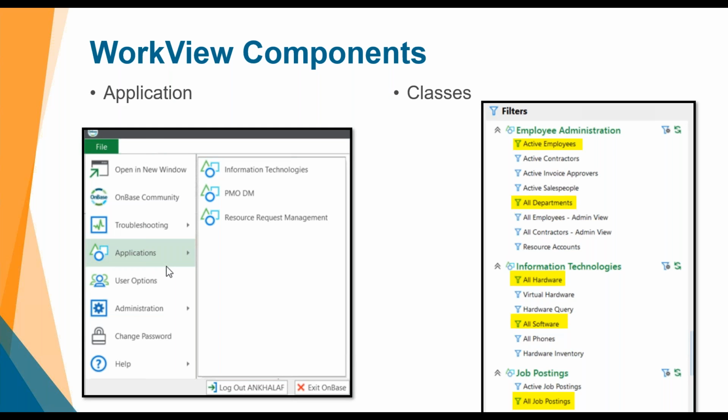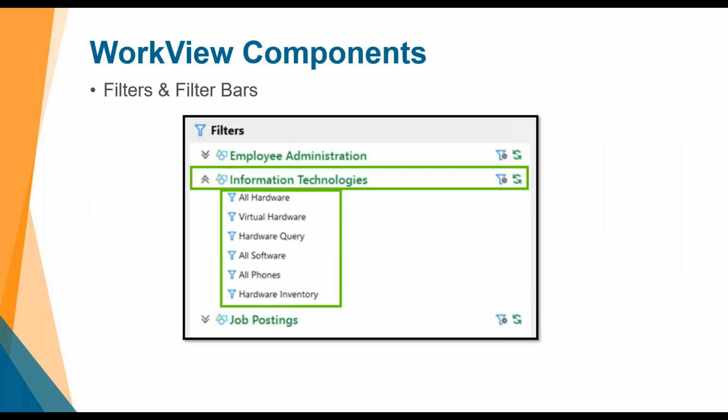Inside an application, a number of tables are built called classes. Classes represent a person, place, or thing, basically a noun, that you're trying to track data on. For example, in this screenshot for the Information Technologies application, there are classes for employees and their departments, hardware, software, and job postings. Classes display relative information needed via filters.